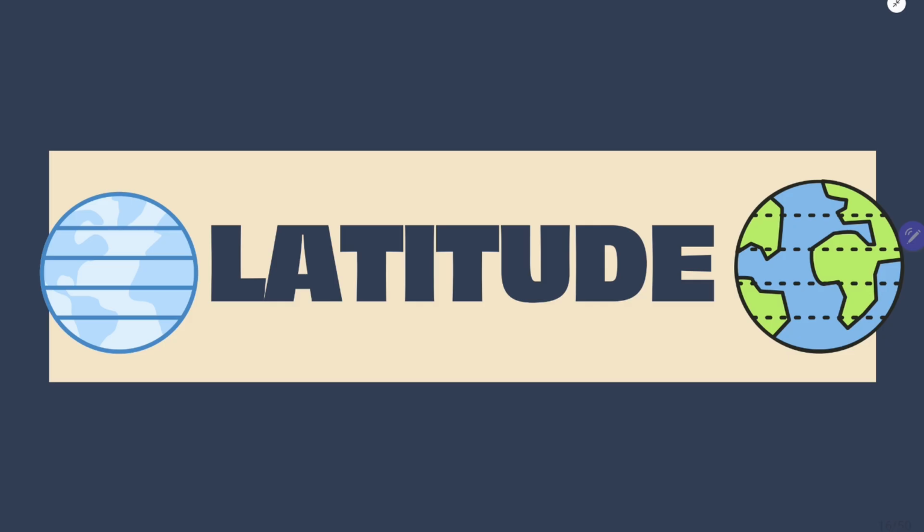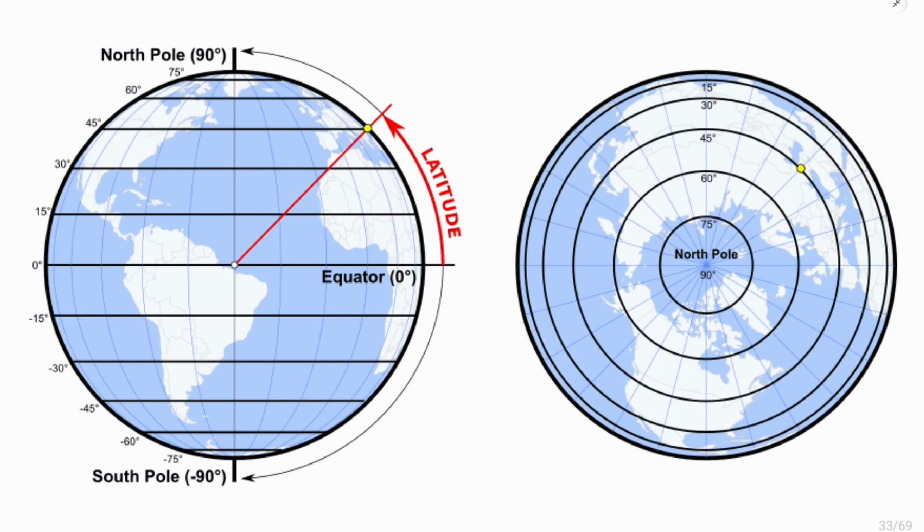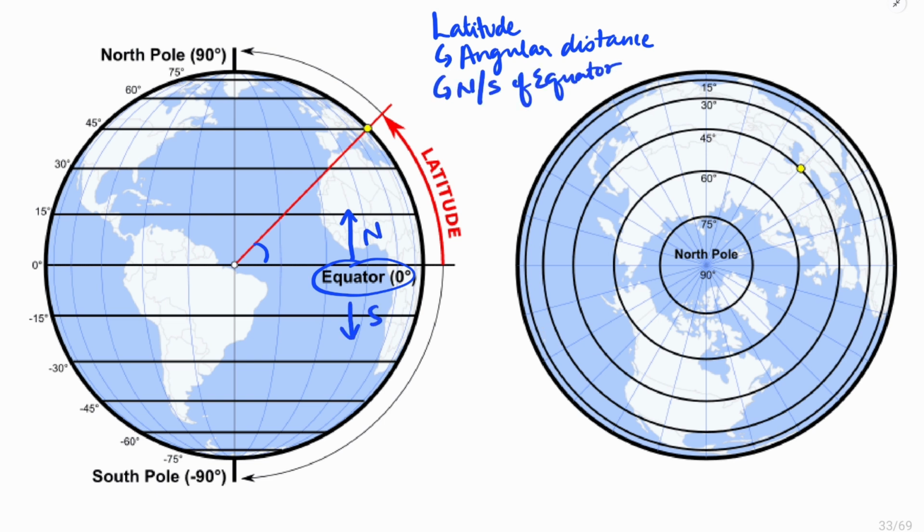First, let's see what latitudes are. Latitude is the angular distance of a place, north or south of the equator, measured in degrees from the center of the Earth.